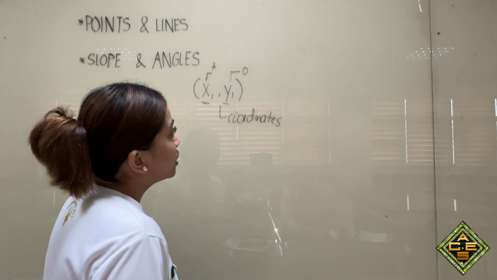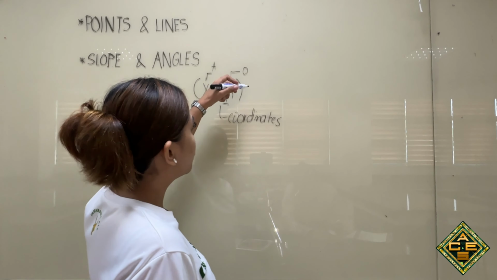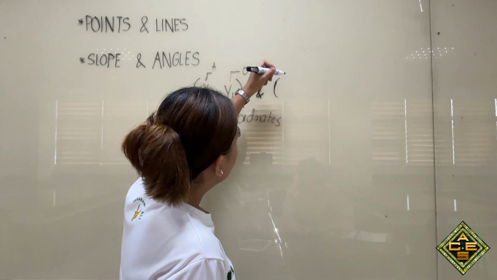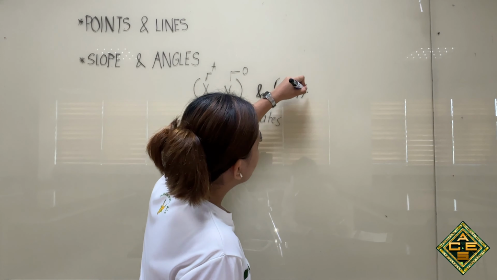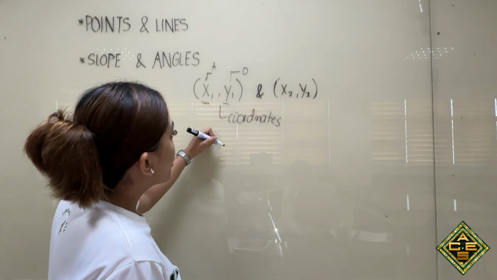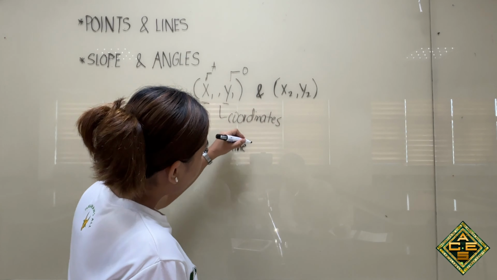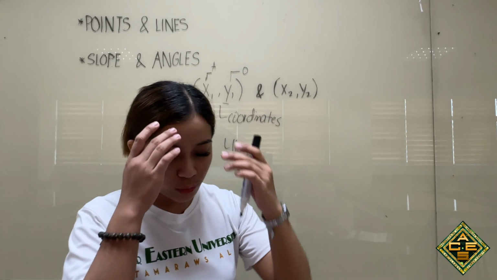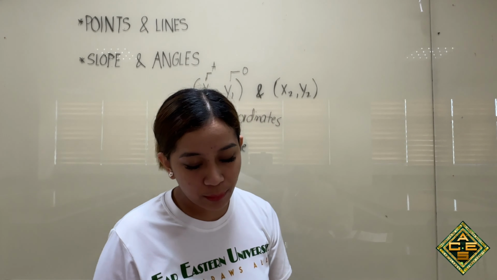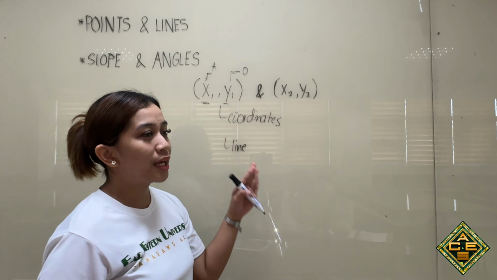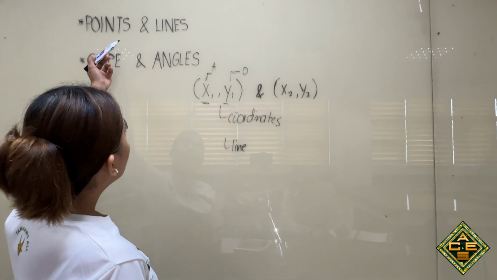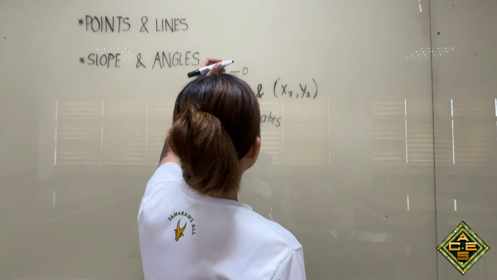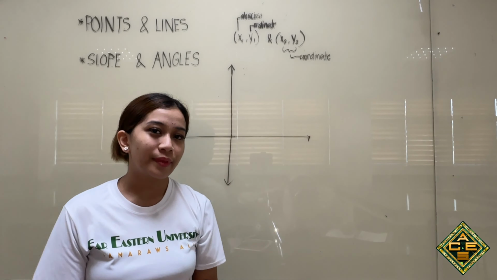And then, if we're given two pairs of points, x sub 1, y sub 1, and another pair, x sub 2 and y sub 2, we can connect them and form a line, wherein we can also find the distance and the slope of the line. So, let's have an example of a pair of points so that we can apply the distance formula, the slope, and the angles. So, let's try.